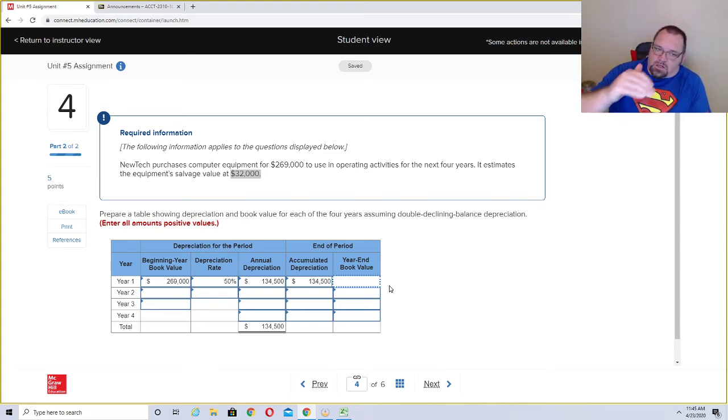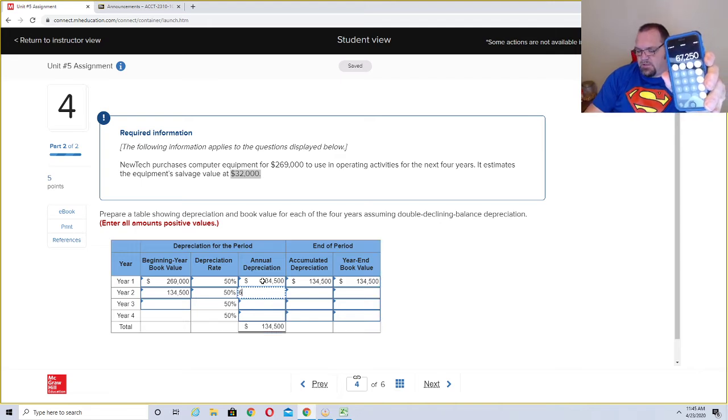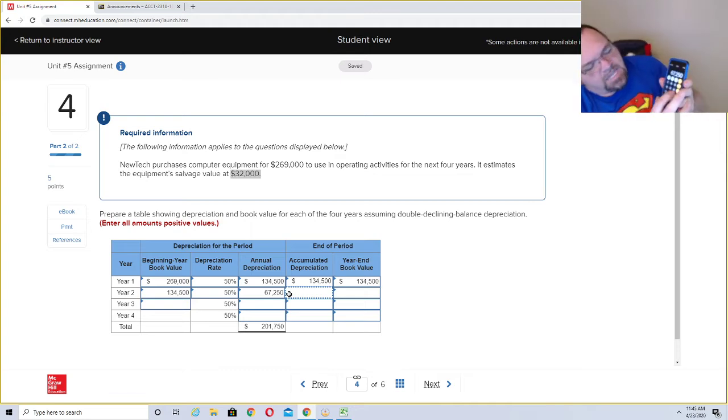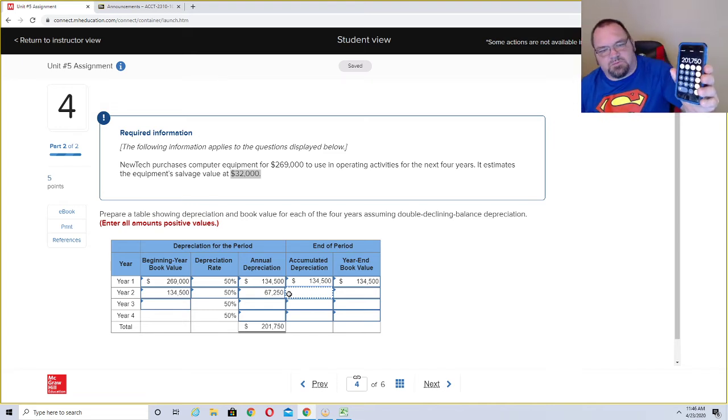What's left of value will be the beginning year book value minus the annual depreciation. Actually, minus the accumulated depreciation, which will be 269 minus the 134,500, which will be 134,500. Now, year 2, that'll be our beginning book value. It's considered to be a 50% rate. So now we're going to multiply that times 0.5. So year 2's depreciation is $67,250, which we're going to add to accumulated depreciation of 134,500. So our new accumulated depreciation is $201,750, right?